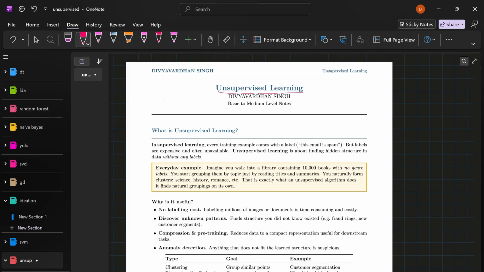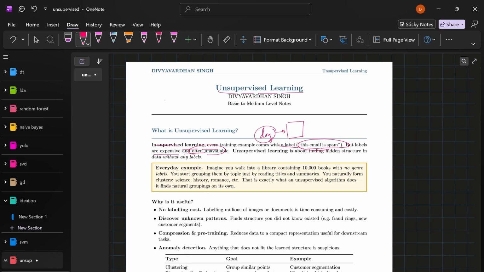In supervised learning, which most of us probably already know, every single training example has a label. Like you have a photo of a dog, so you have a label that this is a dog. When it's a spam email, you have a label that this email is spam. But here's a problem: labels are expensive. Think about it. You have millions of images. Someone has to sit there and label each one of them. So this takes time, money, and people. And sometimes the label doesn't exist at all.